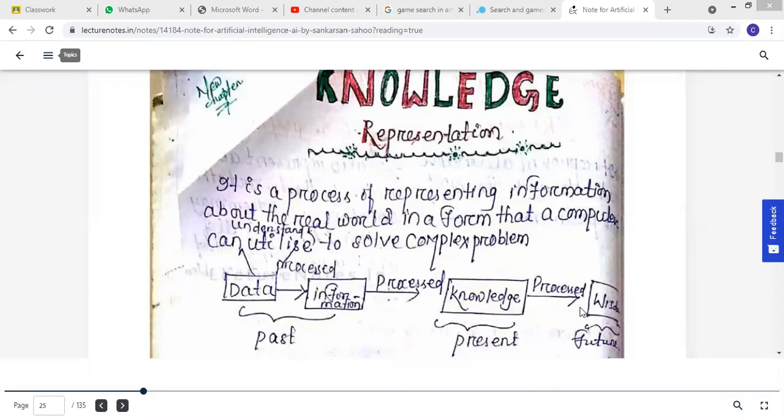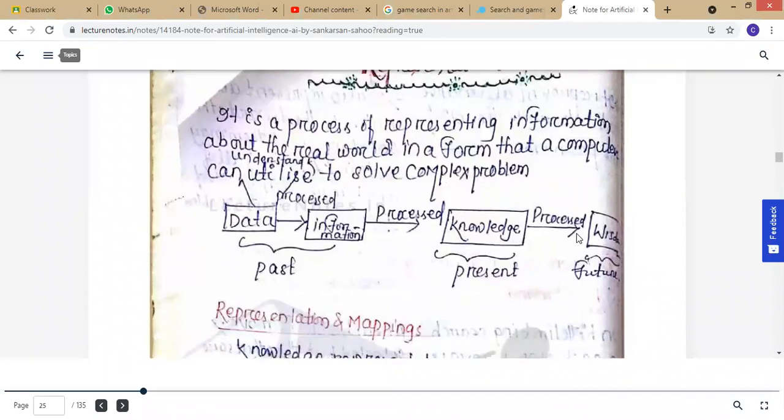Topic name is knowledge representation. It is a process of representing information of the real world in a form that a computer understands and can utilize to solve complex problems. Knowledge representation. So this is a diagrammatic view of knowledge representation.